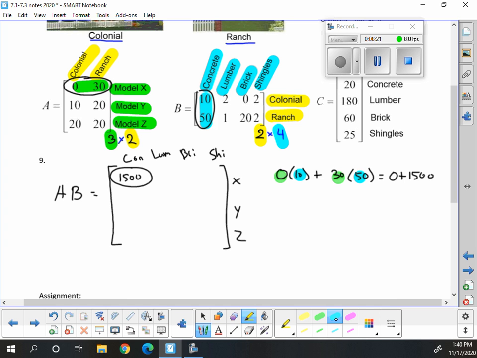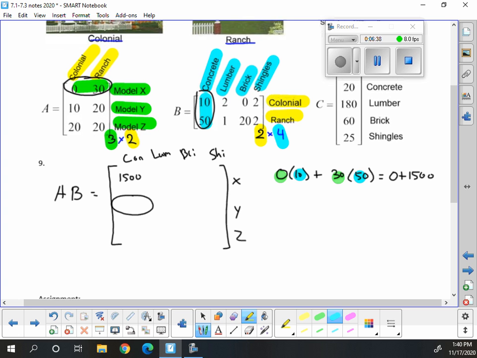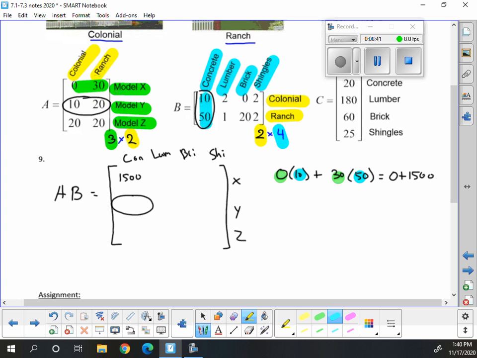Now, as I move throughout, I have to do that for lumber, brick, and shingles, and I have to do it for X, for all the Model Y, and all the Model Z. I'll do a couple more, but not the whole thing. You can move across or you can move down. If I move down, now I'm talking about Model Y. Model Y has 10 colonial and 20 ranch. So that would be 10 colonial times 10 units of concrete plus 20 ranch times 50 units of concrete. That's 100 plus 1,000, or 1,100.